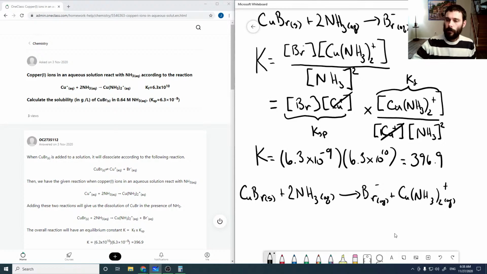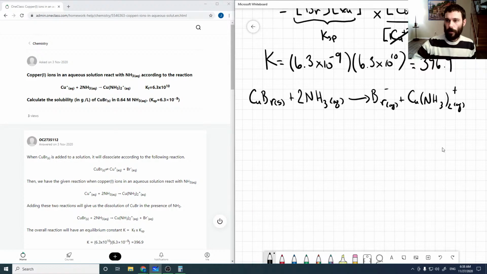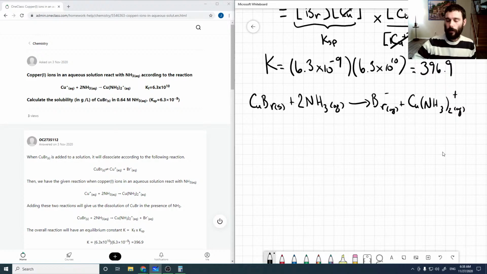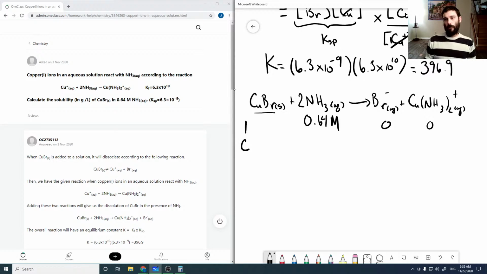Okay, so now, with our K constant, we can figure out our equilibrium concentrations given our initial concentrations. This is solid, so we don't need to worry about it. This guy is in a 0.64 molar amount, and we're assuming at the beginning that these are all 0. Now that's our initial, our change. Representing our change just by x.